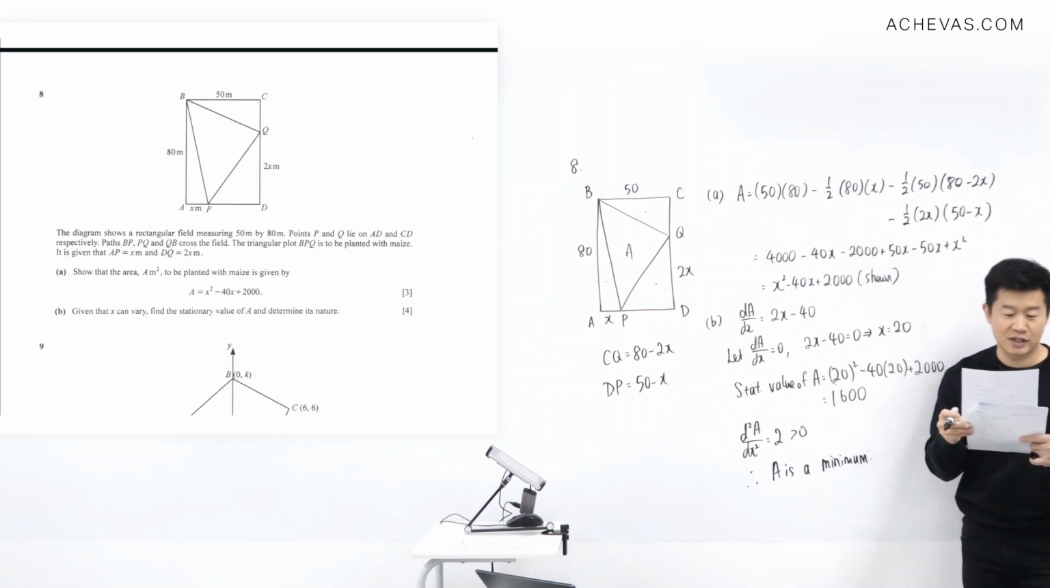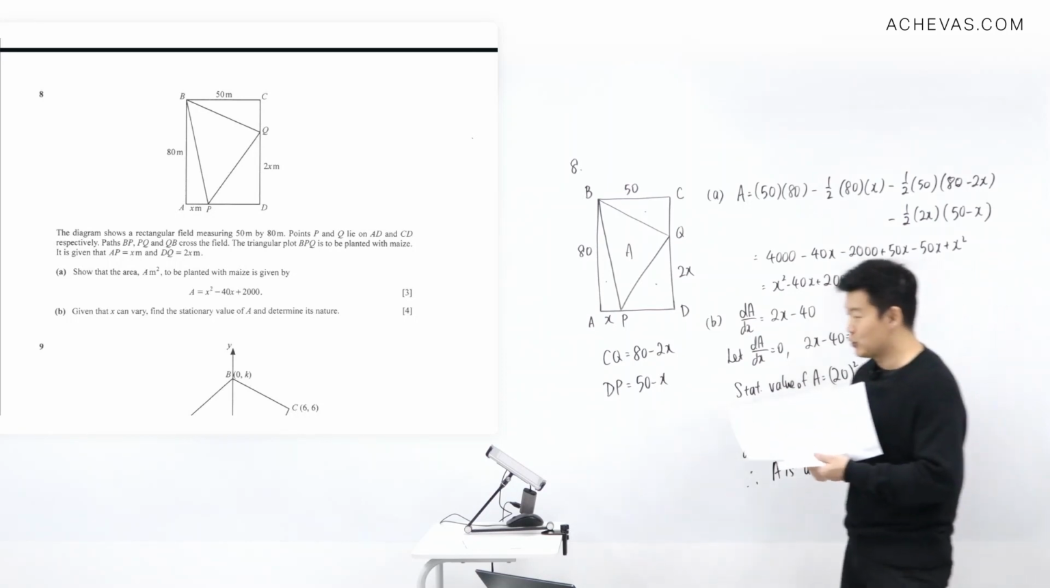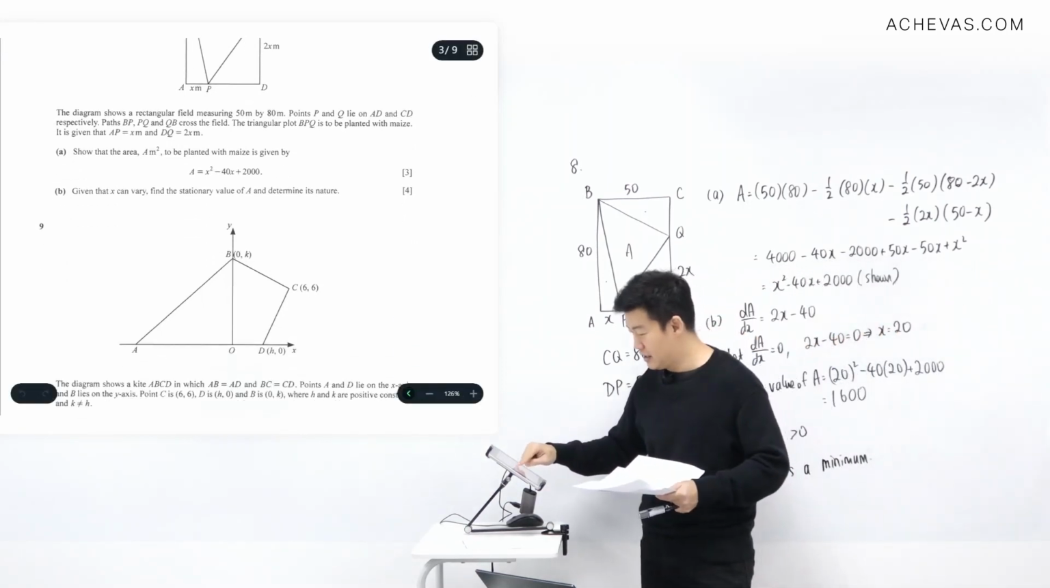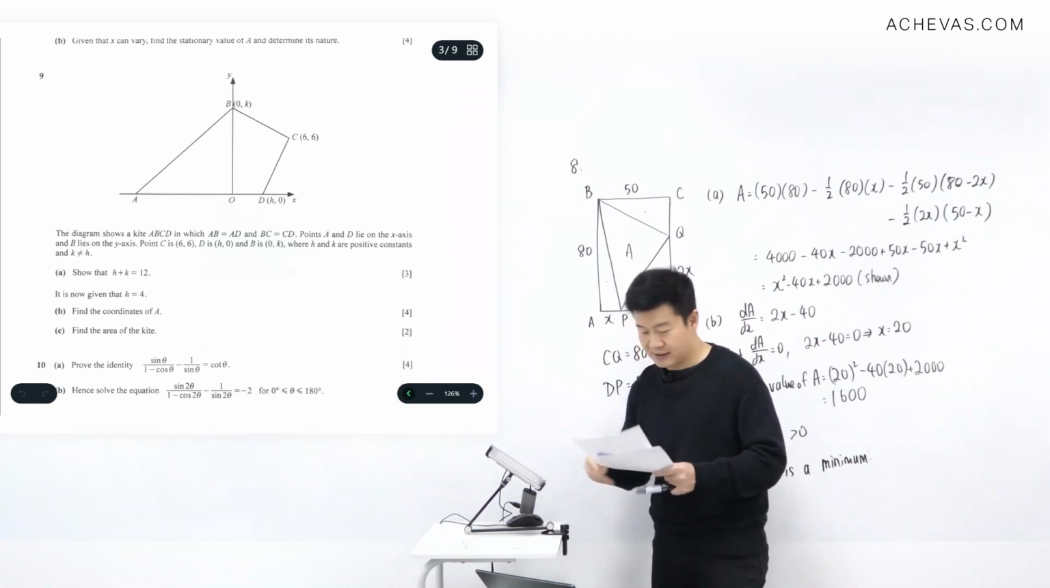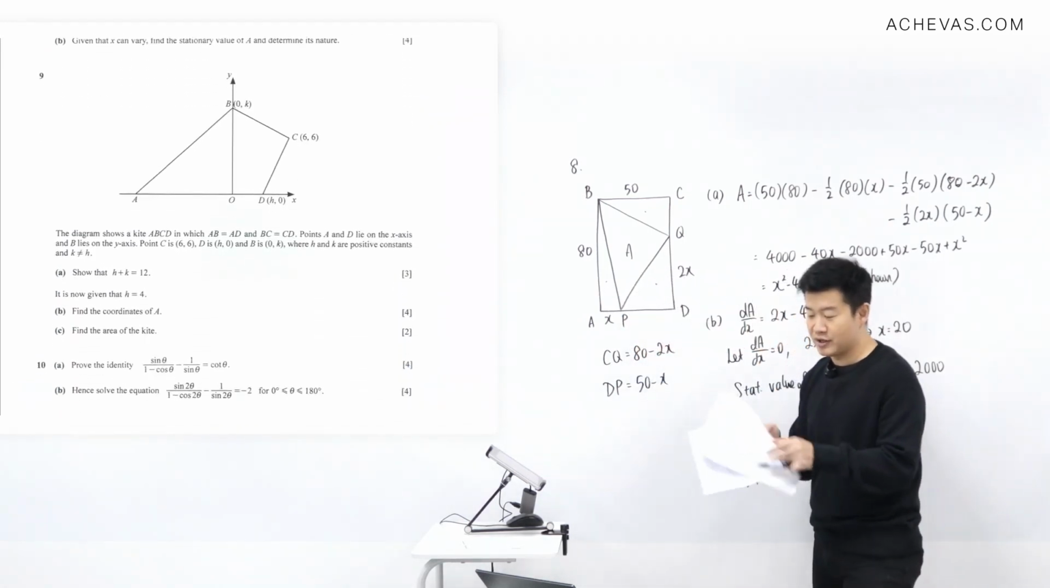Okay, this is question number 8. Let's move on to question number 9. Question number 9 is this. It is a coordinate geometry question.